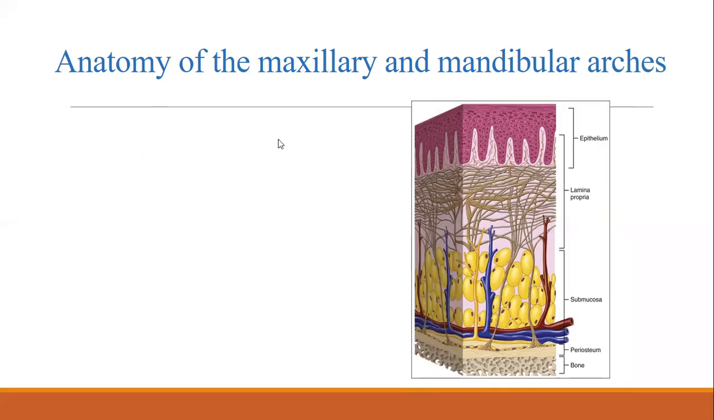Again, we can see here the histology. You can see the epithelium, the lamina propria, the submucosa, periosteum, and the bone. It varies, by the way, and the patient's mouth is different. Even in the palate, it's different from place to another. And the mandible is different also from place to another. Mucous membrane, composed of mucosa and the submucosa. You can see here the submucosa, and here is the mucosa.